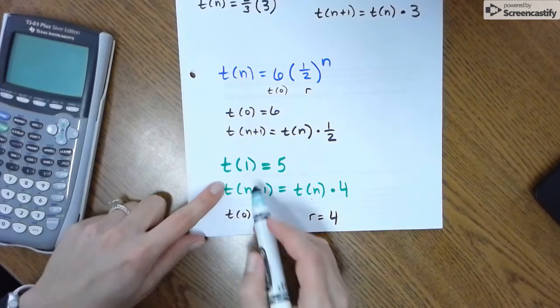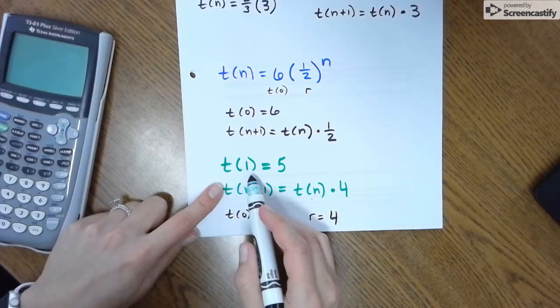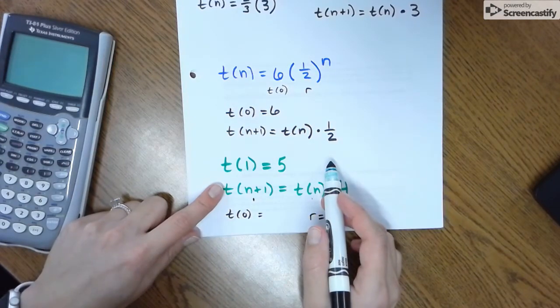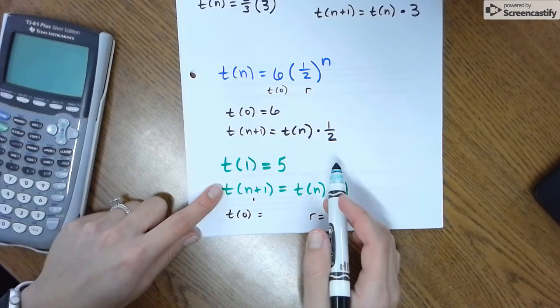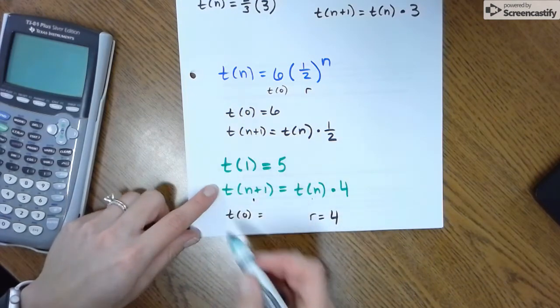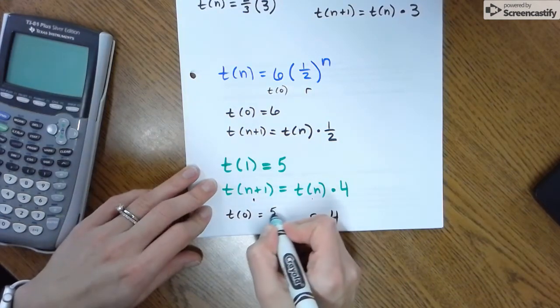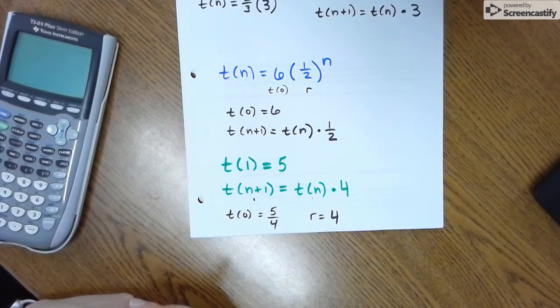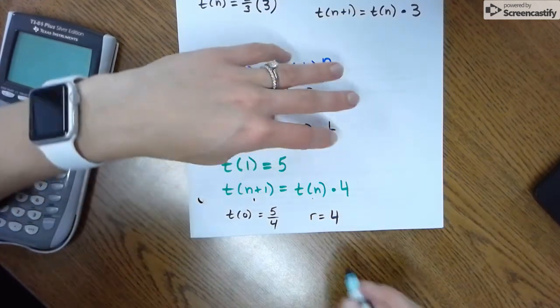And then they give us the first term as 5. Now, if I wanted to get to the next term, I would multiply by 4. However, I want to go back to the 0 term, so I'm going to divide by 4. Again, I'm just going to keep it as a fraction. You could divide it out and give me the decimal answer. It's completely up to you how you want to handle that.